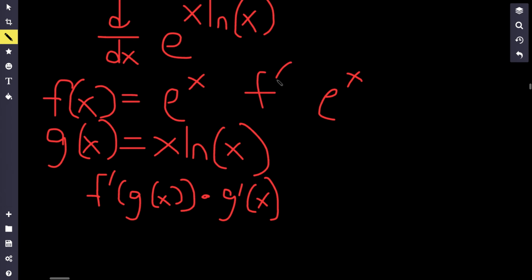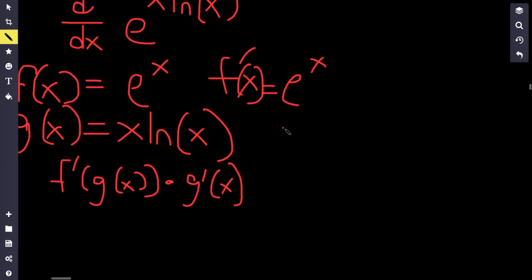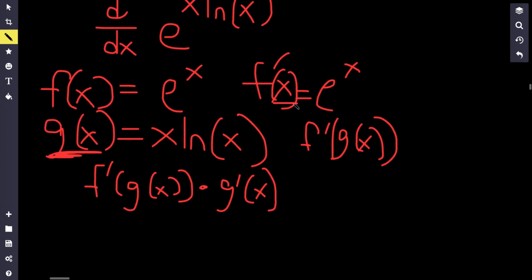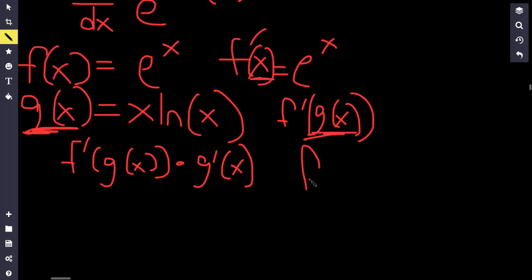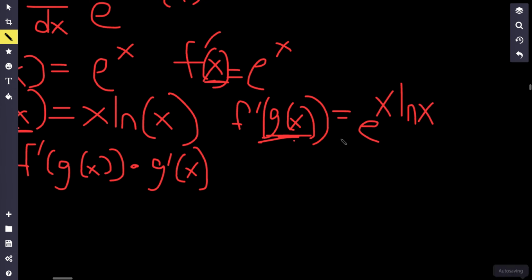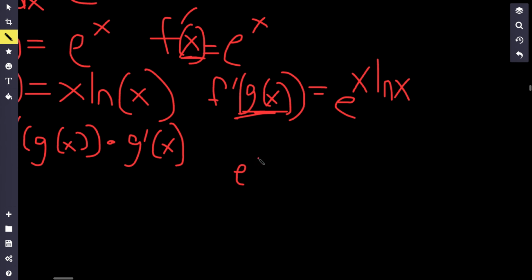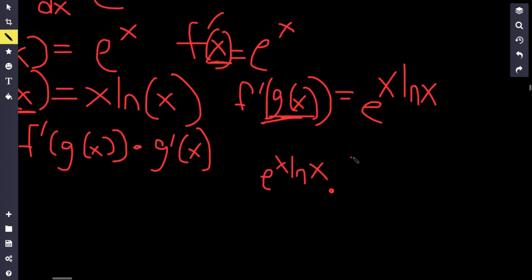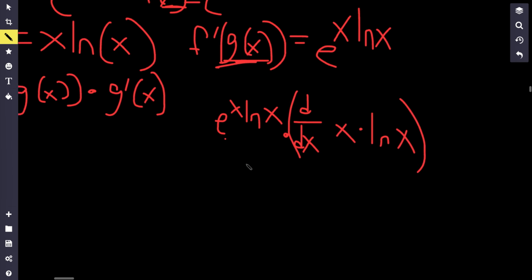So if we know that f prime of x is equal to e to the x, well, what's f prime of g of x? Everywhere we see x, we just replace it with a g of x, right? So it's just going to be equal to e to the x ln x. Now, don't forget that when we're doing the chain rule, we have to multiply this by the derivative of g of x. We know that's x times ln of x. So it's going to be multiplied by all of this right over here.